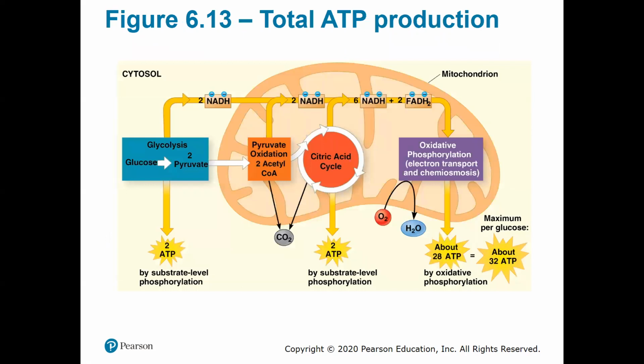This is just a review showing you the total ATP produced by each step of the process, where in the last step, chemiosmosis, around 28 ATP are produced, producing around 32 ATP total. What I love about this slide is that it also shows you the amount of the energy carrying molecules, how many are created from each step of the process.